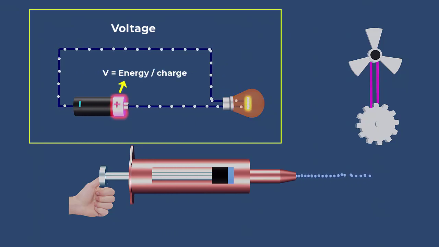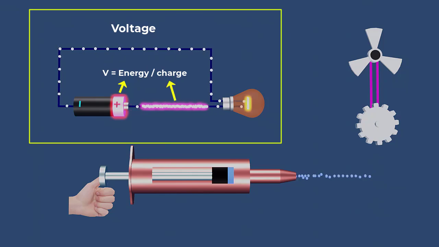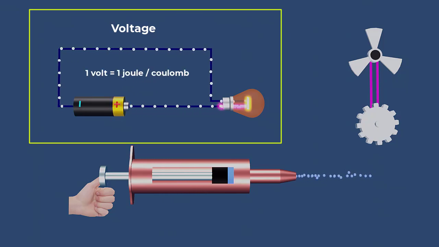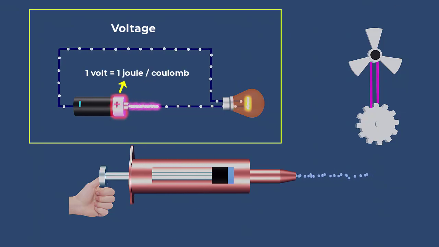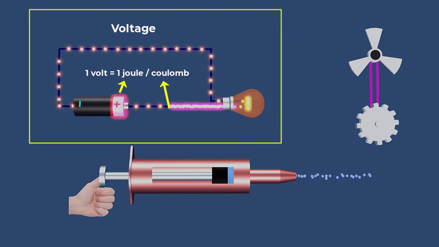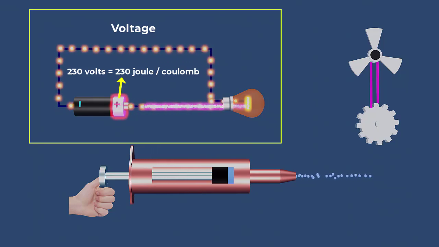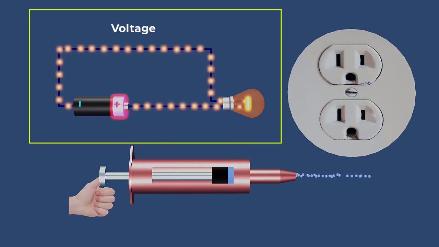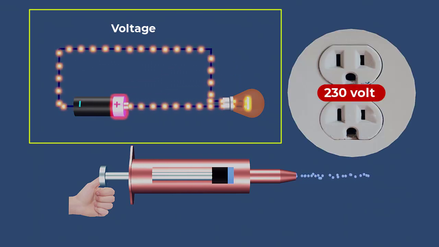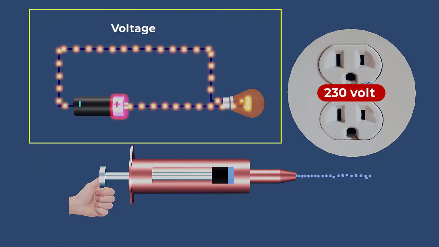Voltage is the electrical energy supplied by a source per unit of charge. A source that supplies 1 unit of energy to each unit of charge is 1 volt. A voltage of 230 volts indicates 230 units of energy per unit of charge. Common household outlets typically provide around 230 volts in many countries.